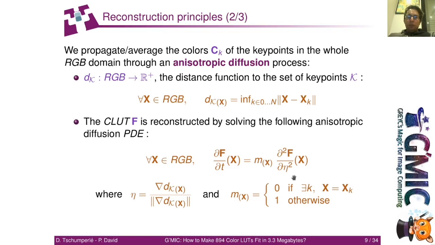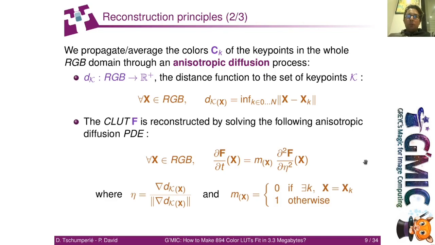Then what we do is propagate the color values of all key points of K in the RGB domain by using a specific diffusion PDE, which can be seen as an equation that physically simulates the diffusion of heat or chemical concentrations, here the key point color, in a non-homogeneous environment, here the 3D cube.